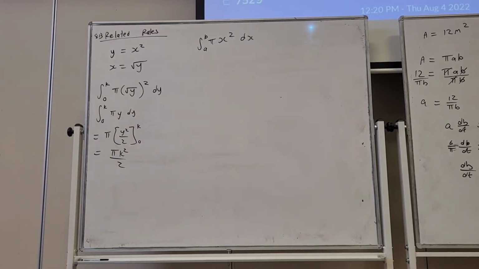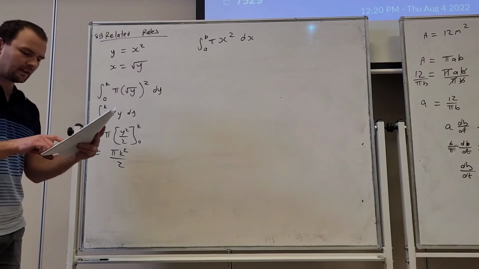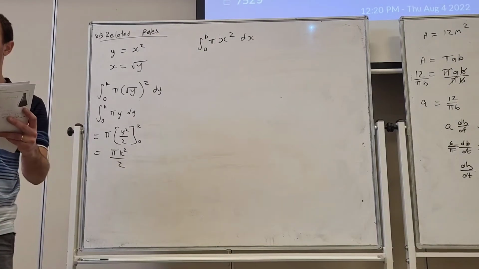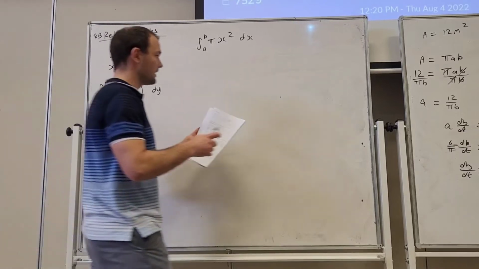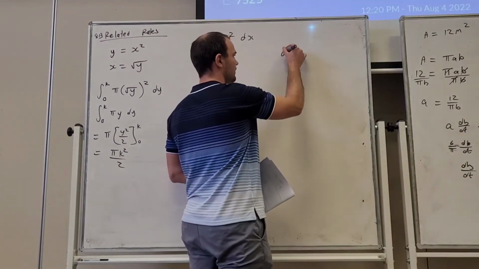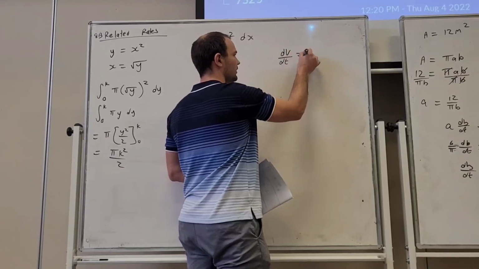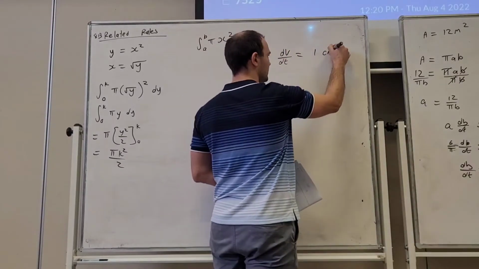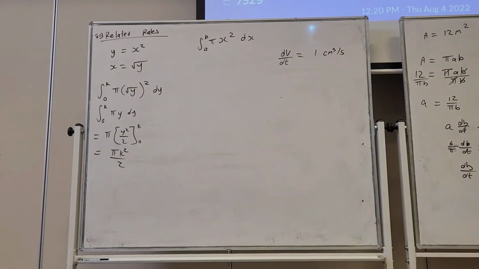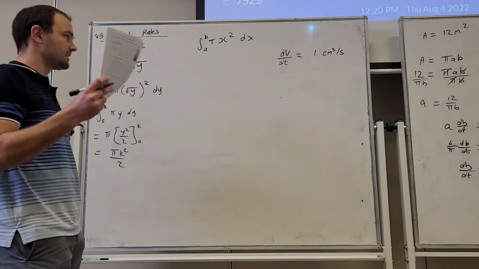Part B. An empty wine glass is placed under a tap from which water is flowing at the rate of 1 centimetre cubed per second. Okay? So what that means is water is flowing in at 1 centimetre cubed per second. That's our rate of change of volume, isn't it? The rate of change of volume is 1 centimetre cubed per second. At what rate is the depth changing?